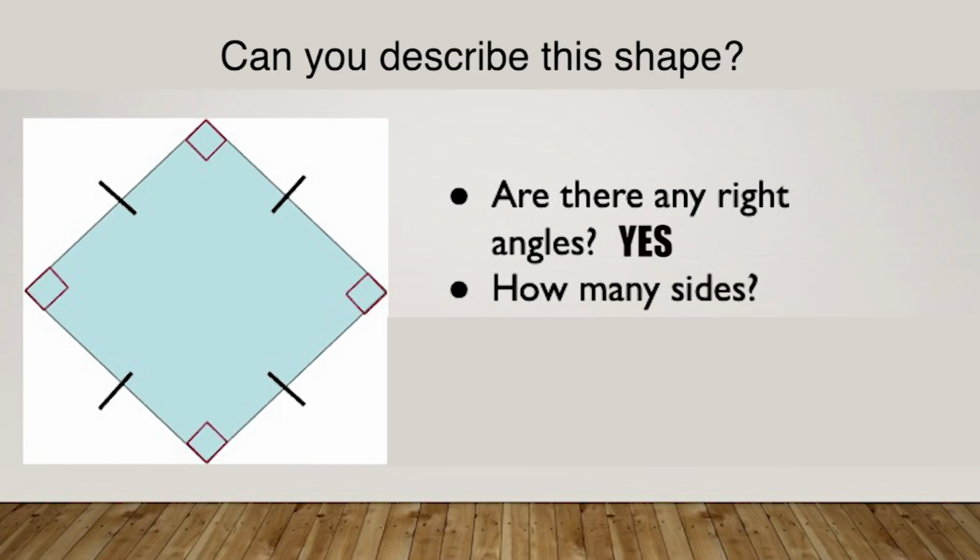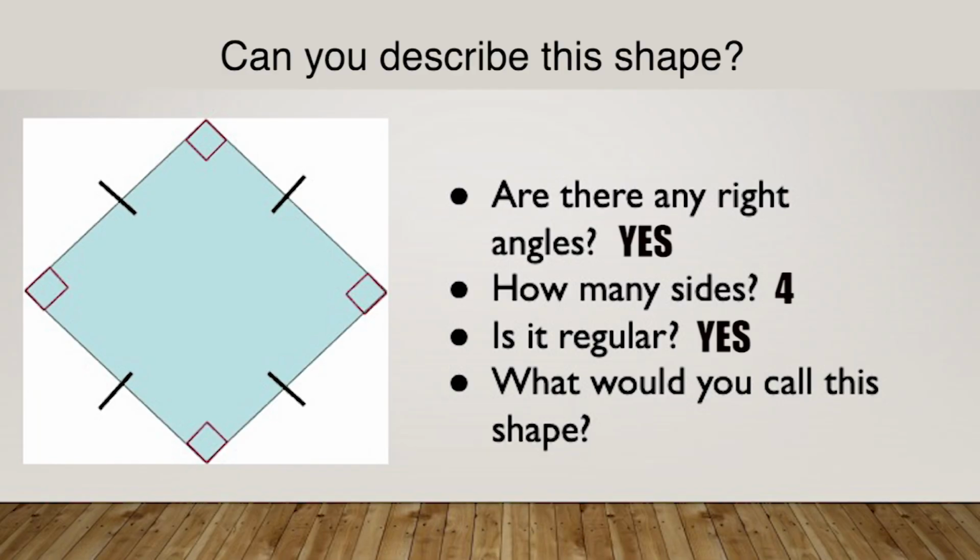How many sides does this shape have? Awesome, 4. Is it regular? I agree, it is. How do we know? Our stroke on the line indicates that all sides are equal. And remember, regular polygons have all sides and angles equal. What would you call this shape? Very good, a square. So a 4-sided shape with all sides equal is called a square.